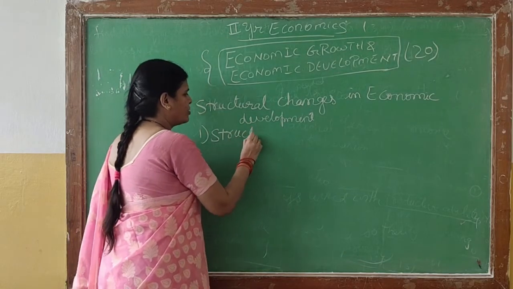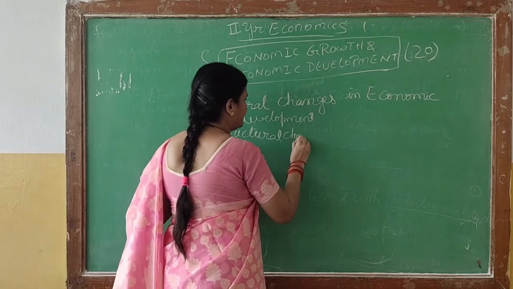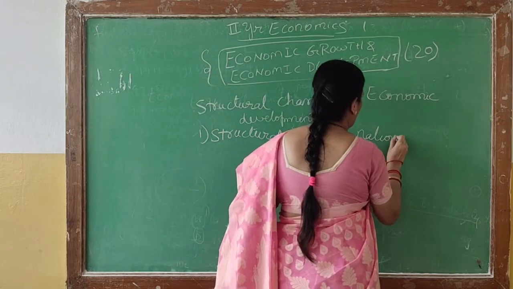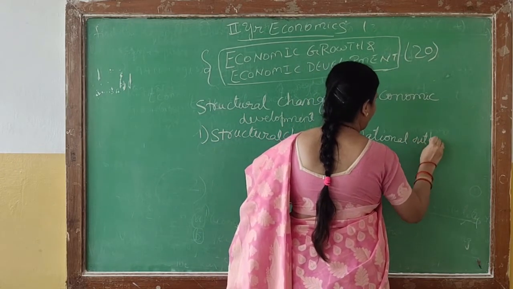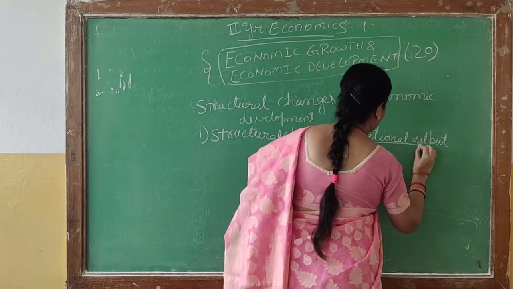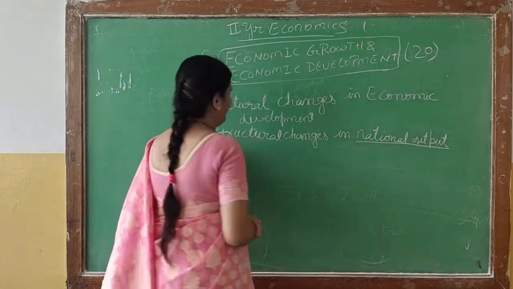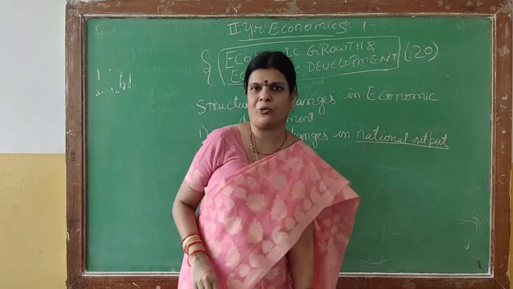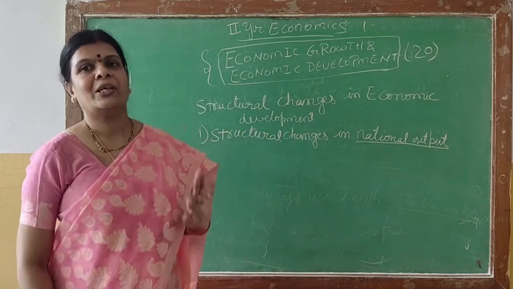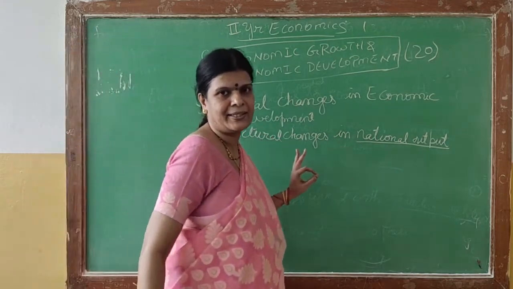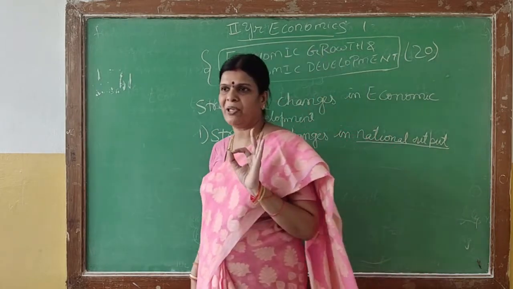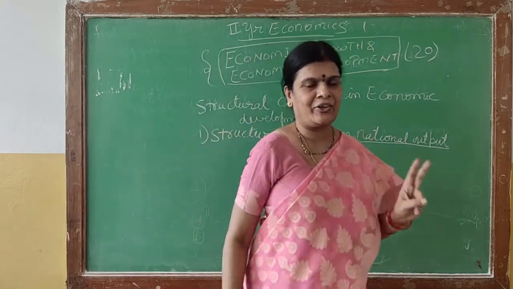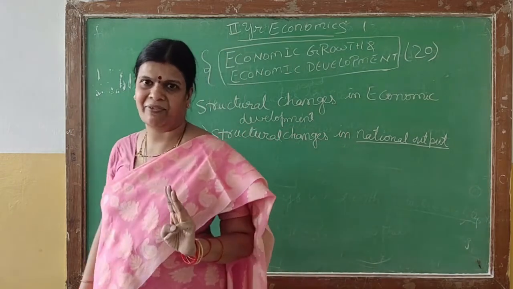First change should be structural changes in national output. What is this national output? Okay girls, first there should be a change or increase in national output. We get income from three sources, that is three sectors in any economy: the primary sector, the secondary sector, and the tertiary sector, that is the service sector.